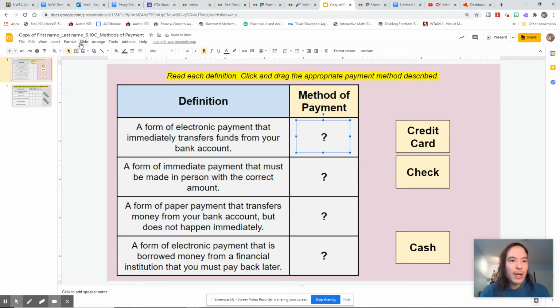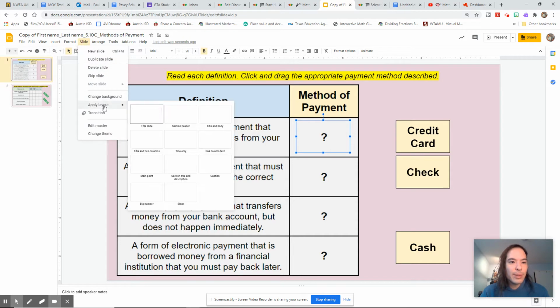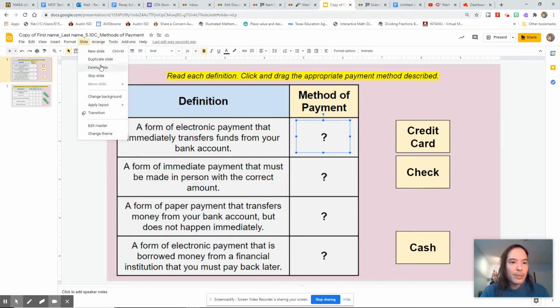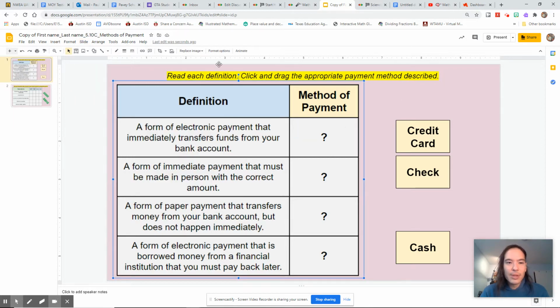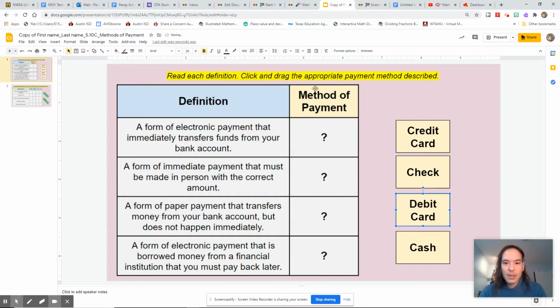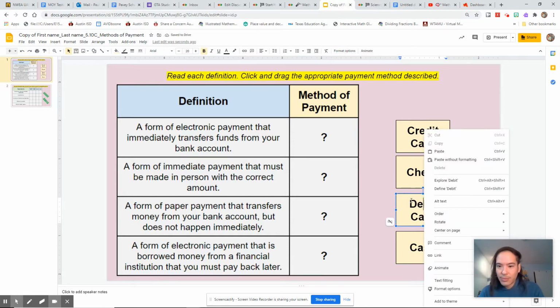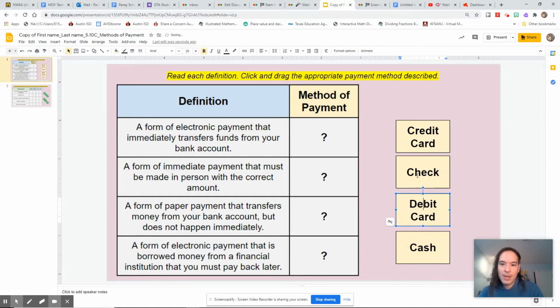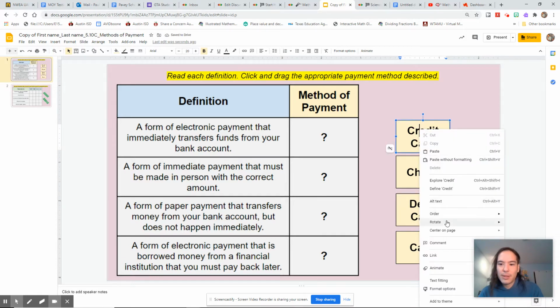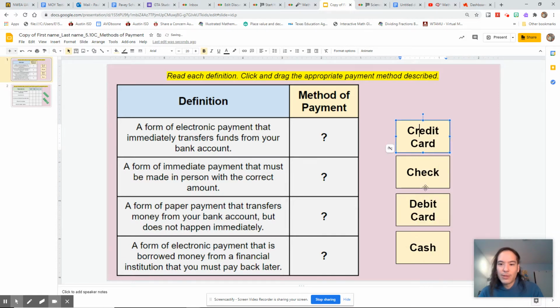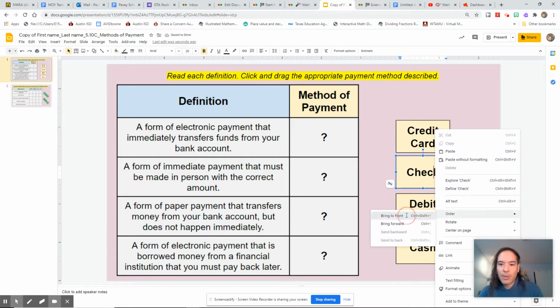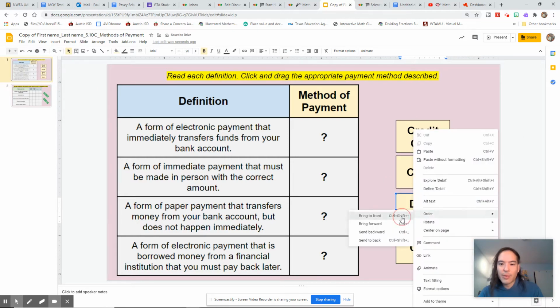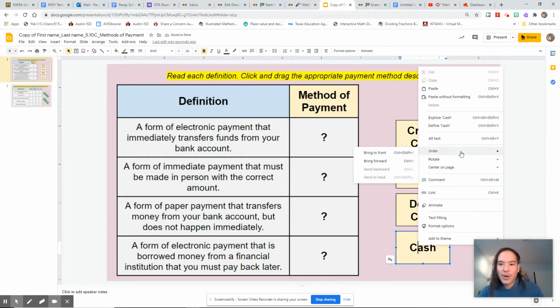All right, so slide. Remember, sometimes these are funky. So let's see. I'm trying to figure out this real quick because that slide disappeared. Let me see. Okay, there we go. Right click on it, and then I think, let's see, order, bring to front. Okay, so when you right click on these, go to order, bring to front. Right click, order, bring to front. And then right click, order, bring to front.